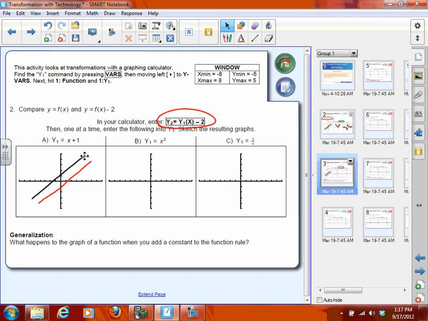Go ahead and do the other two for me as well. Do that B and C for me. Go ahead and do C for me as well.